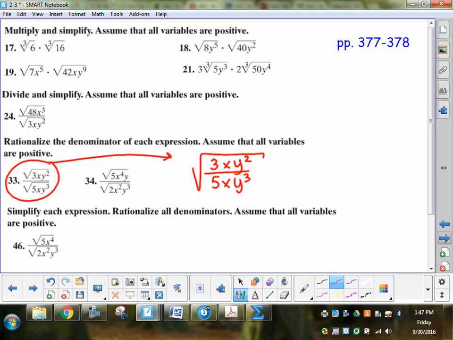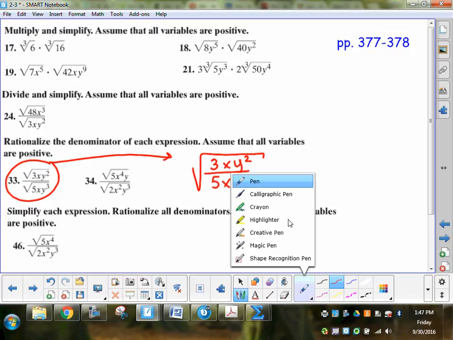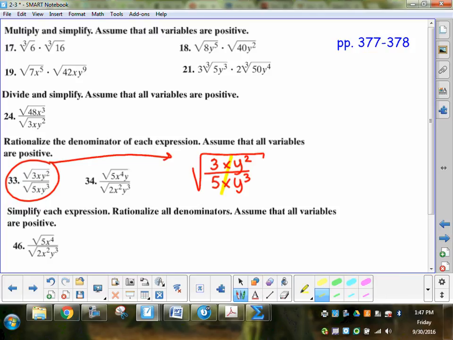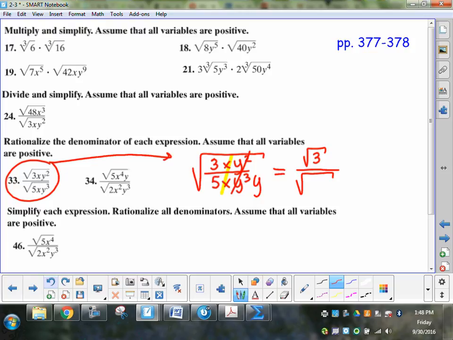Now to get here, again, hopefully we've done a terrific job, and this is going to reduce out. This is going to reduce out and leave me with just a y in the denominator. So now I'm going to split it back up. Up top in the numerator, I've got root 3. Down in the denominator, what's left down there is 5 and a y. Is that right? Yeah. Okay.